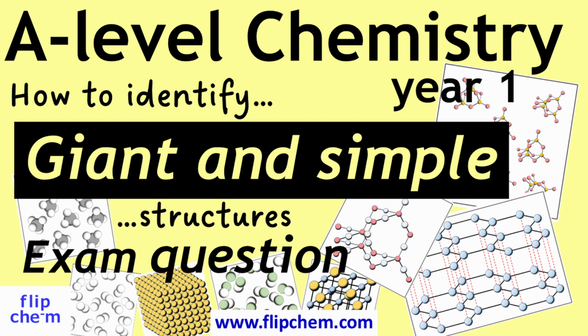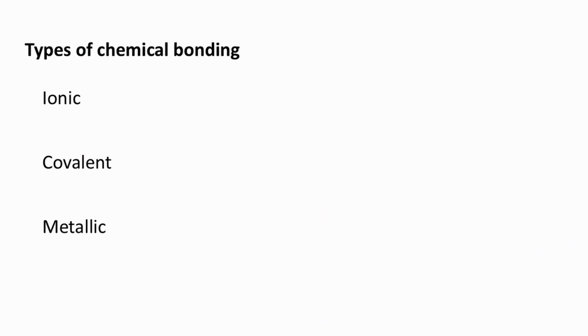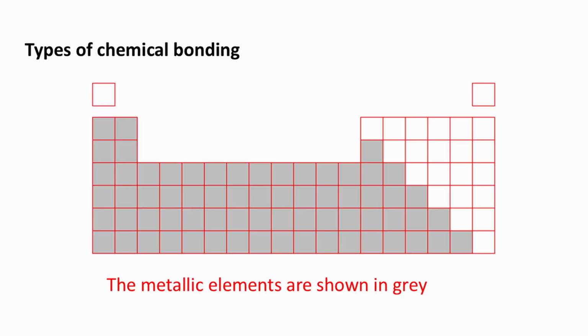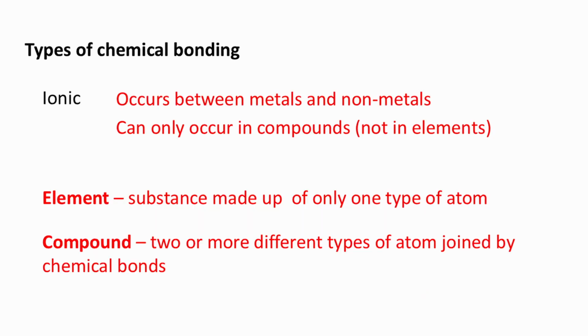Let's get started. There are three types of chemical bonding: ionic, covalent and metallic. The diagram represents the periodic table. In this diagram, the metallic elements are shown in grey. Ionic bonding occurs between metals and non-metals. It can only occur in compounds, not in elements. Remember, an element is a substance made up of only one type of atom. A compound is two or more different types of atom joined by chemical bonds.